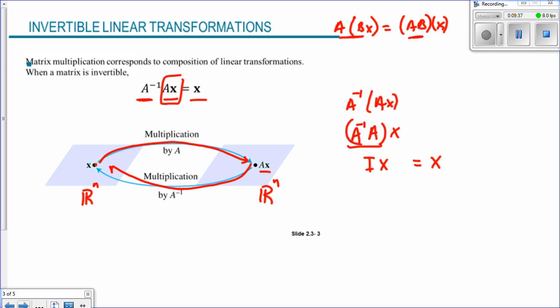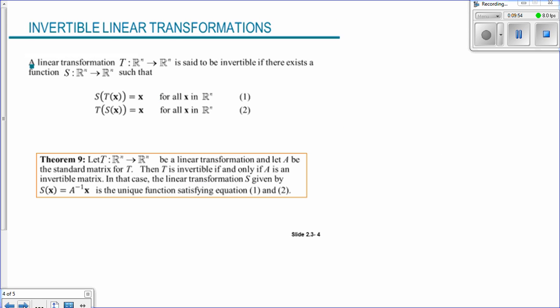Okay, so that's how we can handle compositions of linear functions. We're composing the product by B, and then we're multiplying by A, which is applying the linear transformation associated with that standard matrix. Okay, so now a linear transformation, we're going to tie these back to those standard matrices again.